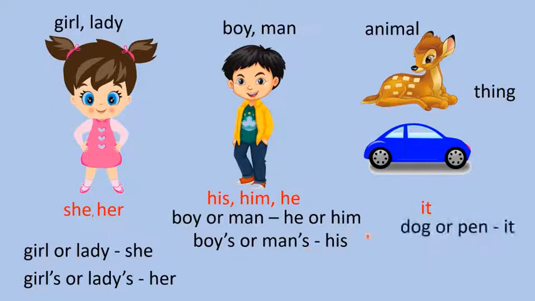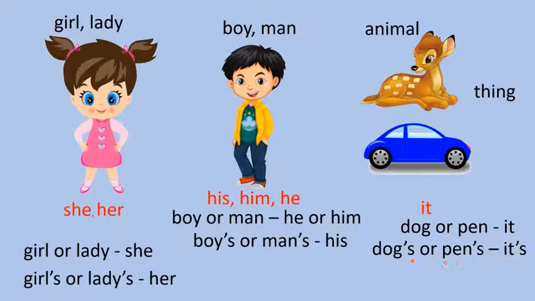If we are talking about an animal or a thing, for example, the dog. A dog is an animal. A pen is a thing. The pronoun used is it. But if we are saying the dog's or pen's, then you have to put its, with an apostrophe s.